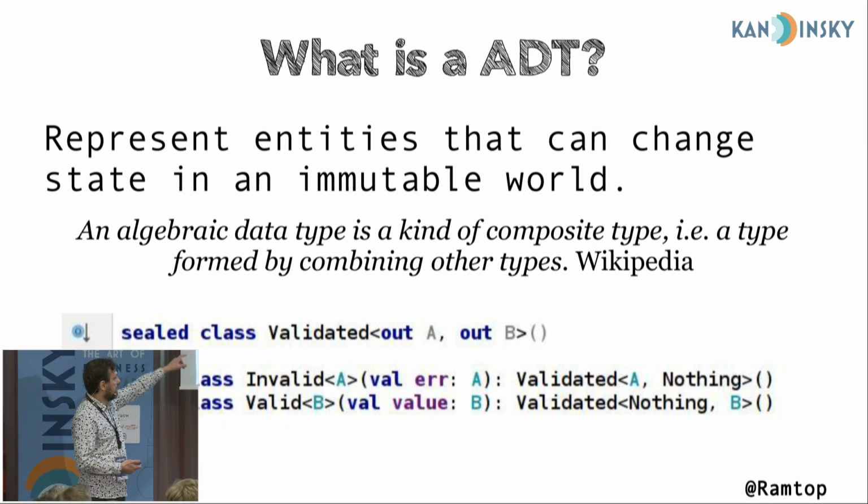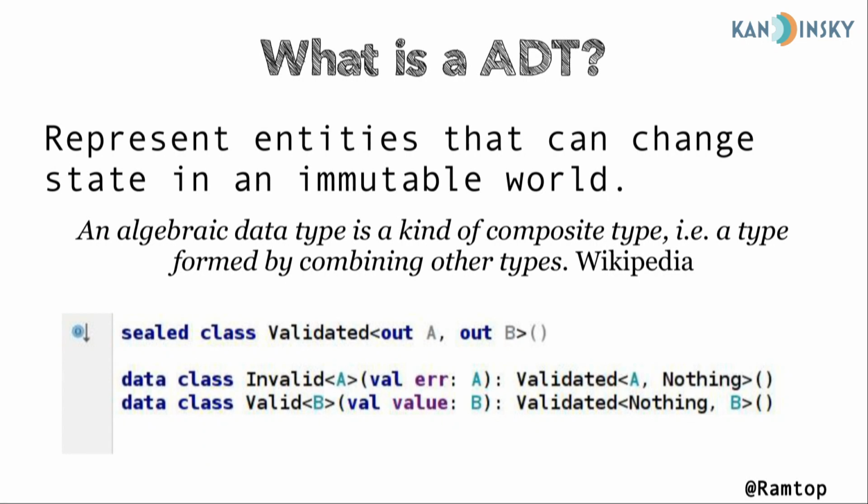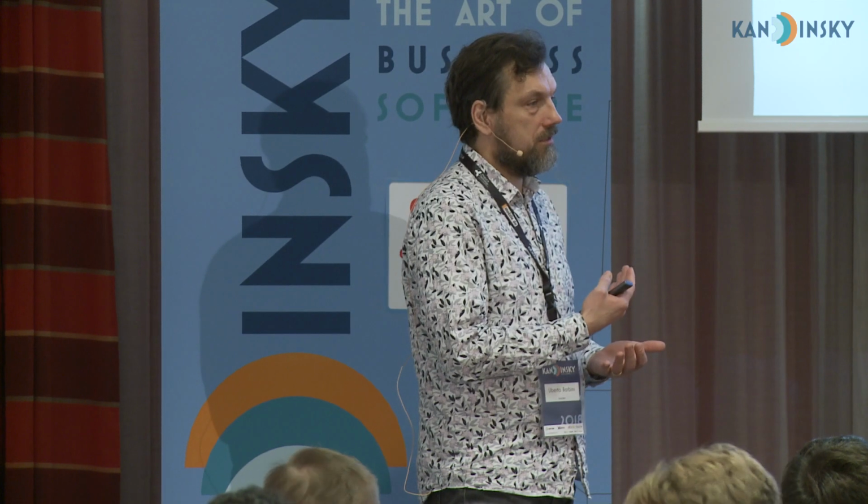This class has two subclasses, and we want to capture the result of a validation. I have a type, I apply some validation function to it, and I have a result. The result can be valid or not valid. In case it's not valid, we want an error that tells us why. In case it's valid, we want the actual value of the result.